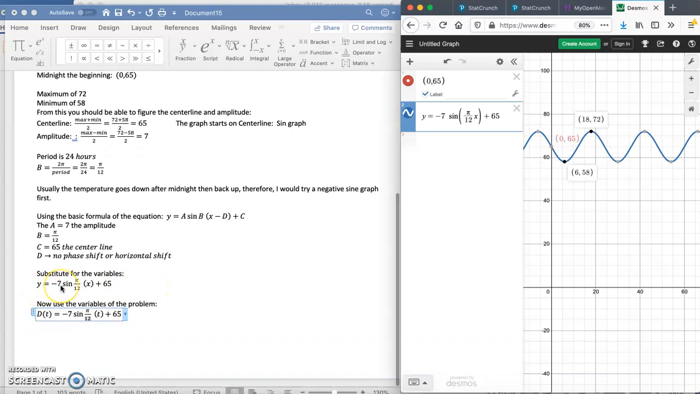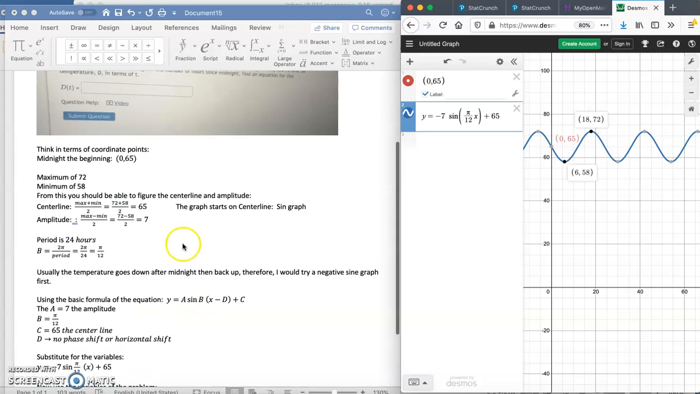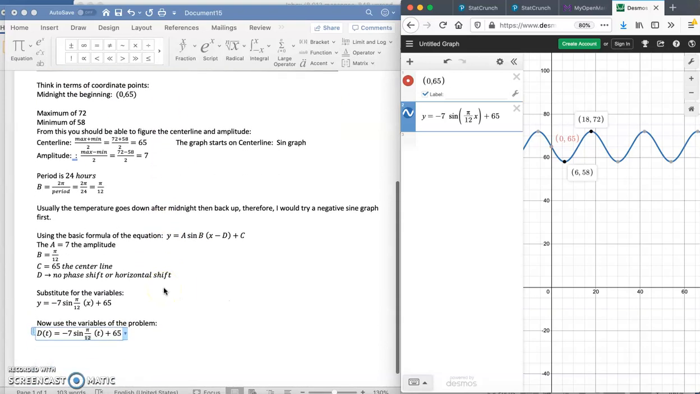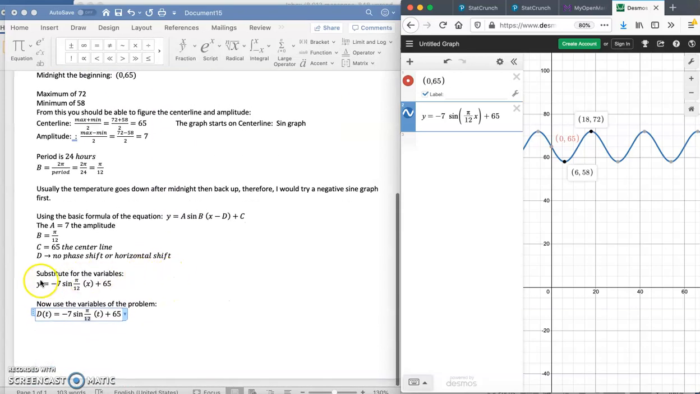So Y equals, now we said we needed to write it as a negative graph, negative 7 sine pi over 12x plus 65. Then, since the problem wanted this D of t in terms of time using t as a variable, Y was D of t, where I have x, I came back and put in a t.